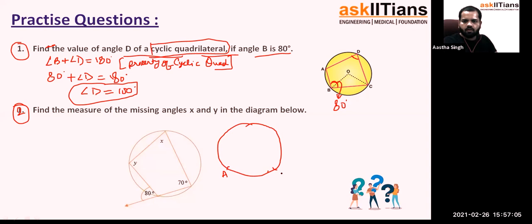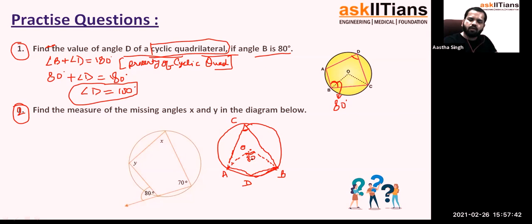Suppose arc AB subtends an angle of 80 degrees at the center. How much will be your angle C? And how much will be this angle D?